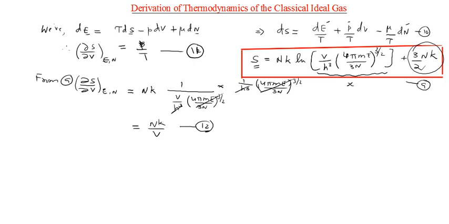Can you see that equation number 11 and 12 have the same LHS, ∂S/∂V? So you can equate the RHS of 11 and 12. So from 11 and 12, what do you get? You get P by T is equal to Nk by V. Can you just cross multiply it? Cross multiplying, what do you get? You get PV equal to NkT.